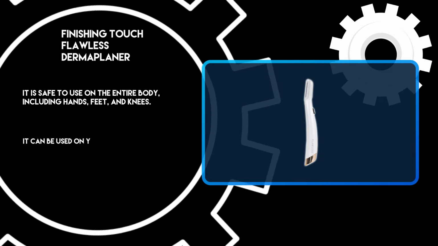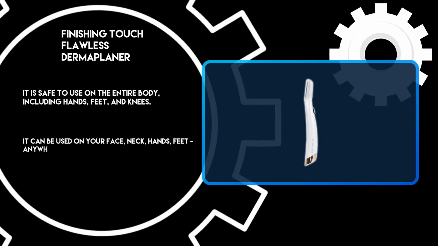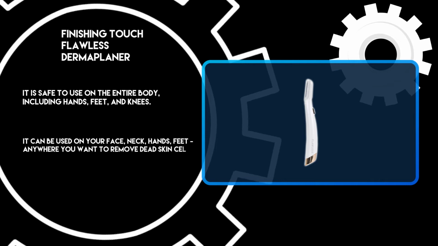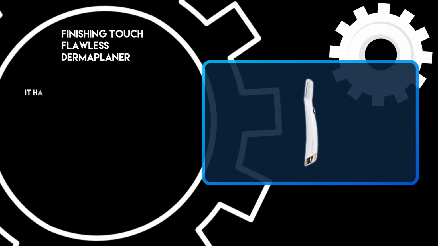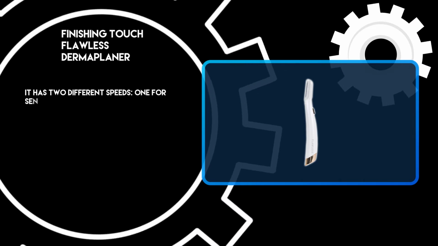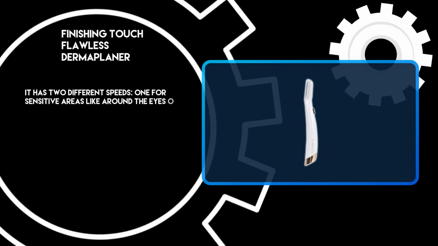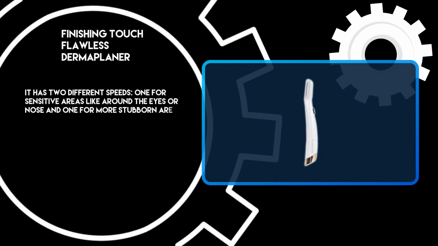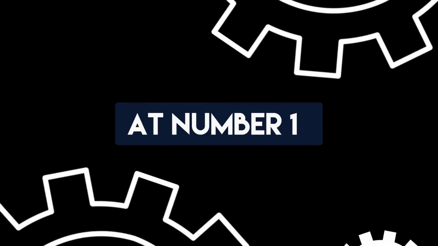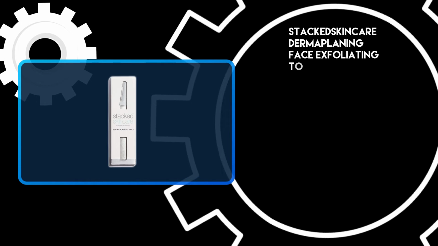It can be used on your face, neck, hands, feet, anywhere you want to remove dead skin cells. It has two different speeds, one for sensitive areas like around the eyes or nose and one for more stubborn areas. At number 1, StackedSkincare Dermaplaning Face Exfoliating Tool.